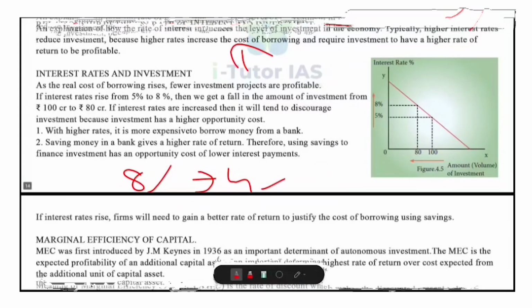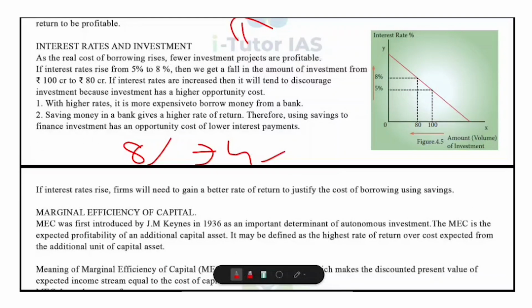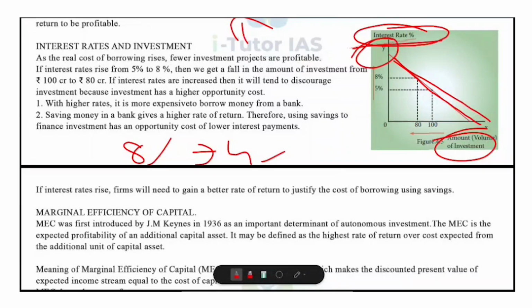Now let's look at this graph. On the x-axis, there is the level of investment. On the y-axis, it is the rate of interest. The investment demand curve slopes downwards from left to right. What does it show? A downward sloping curve shows that it is an inverse relation. So on the y-axis we are showing the interest rate and on the x-axis we are showing investment. If there is a downward sloping curve, that means there is an inverse relationship between rate of interest and investment. That is, as the interest rate falls, investment rises, and when the interest rate rises, investment falls.